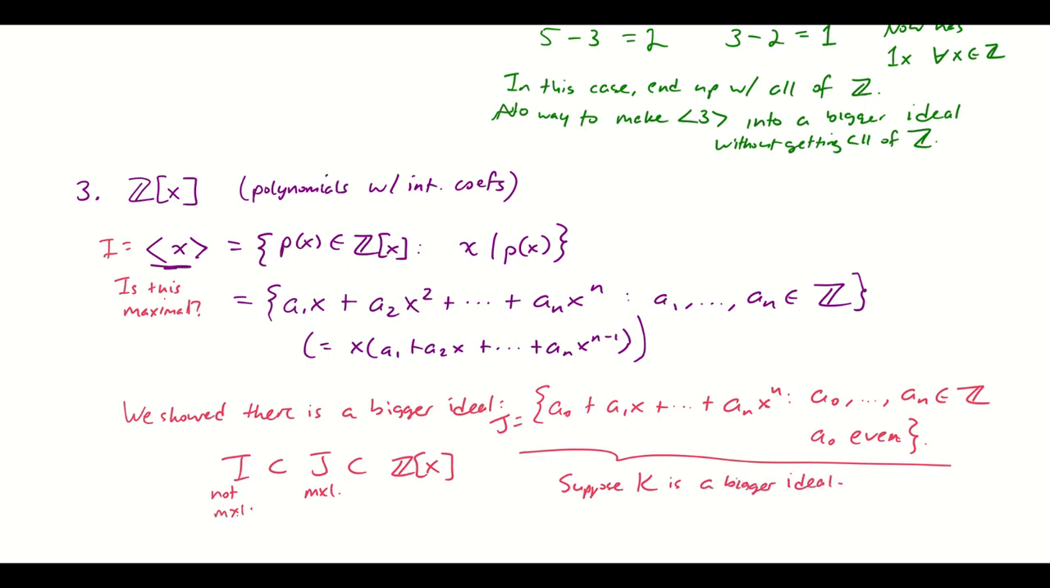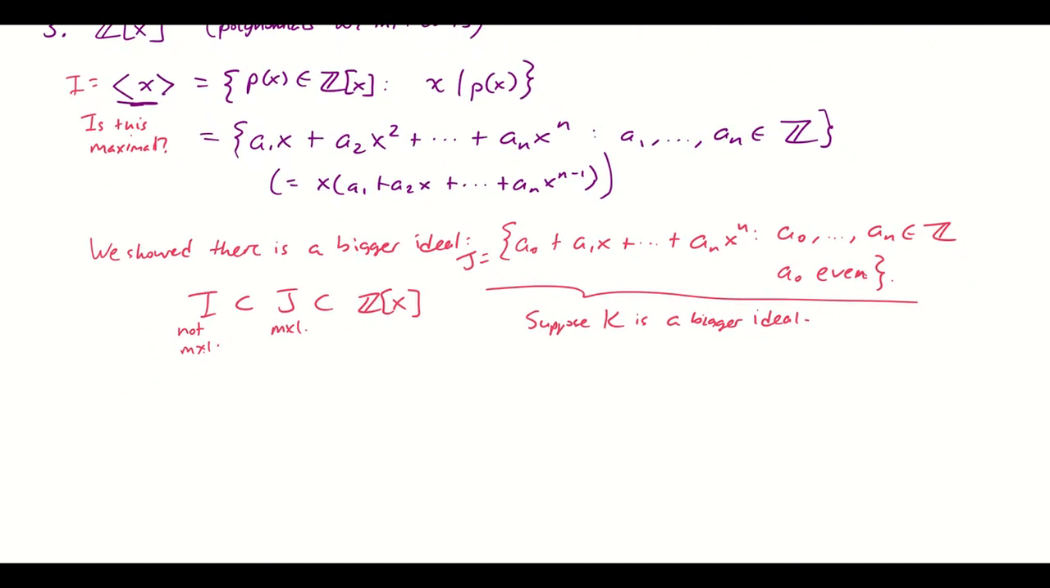So if K is a bigger ideal, the only way for K to be bigger is for it to have all of these polynomials with even constant term, and some other polynomial, which means that other polynomial would have to have an odd constant term. So that K would have to contain some other polynomial. We'll call that Q of x. And we'll say Q of x is equal to b0 plus b1x, etc. up to, and let's say the top term is bm x to the m.